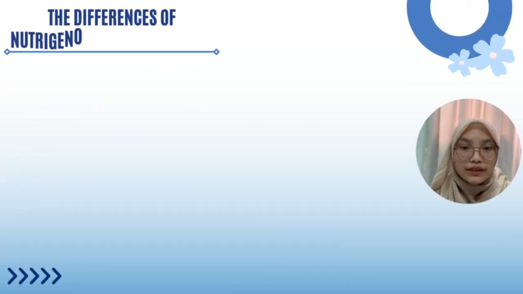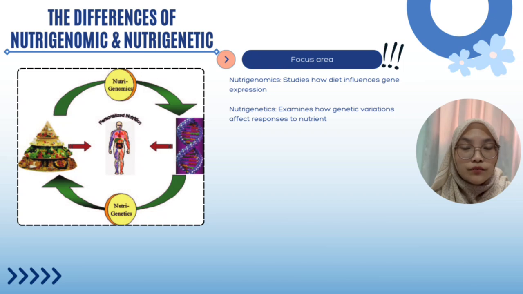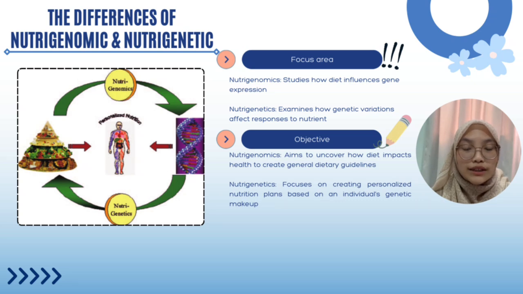There are three key differences between nutrigenomics and nutrigenetics. The first is the focus area. Nutrigenomics studies how diet influences gene expression, while nutrigenetics examines how genetic variation affects responses to nutrients. The second difference is their objective. Nutrigenomics aims to uncover how diet impacts health to create general dietary guidelines, while nutrigenetics focuses on creating personalized nutrition plans based on individual genetic makeup.